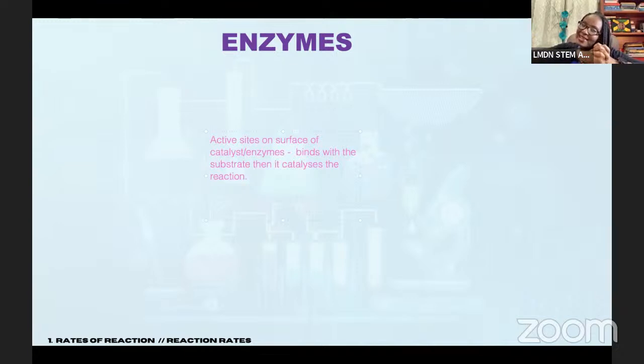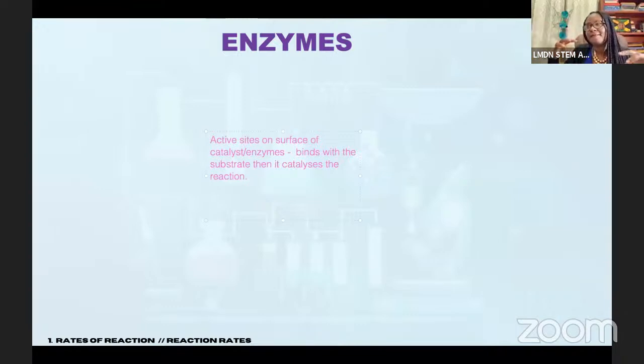And when it binds there, it speeds up that reaction. If it doesn't fit, it's not going to work, right? It has to be the correct fit. So the enzymes only catalyze specific reactions. And that site that it fits into, they call it an active site. And when it fits into that active site, it allows the bonds to be broken.